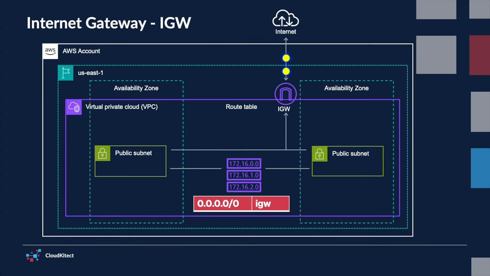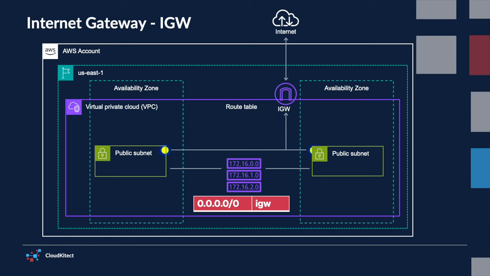It is a highly available resource that is fully managed by AWS, ensuring consistent and reliable access to and from the internet. To enable traffic flow between your VPC and the internet, a route must be added to the VPC's routing table that directs internet traffic, denoted by CIDR block 0.0.0.0/0, to the internet gateway.